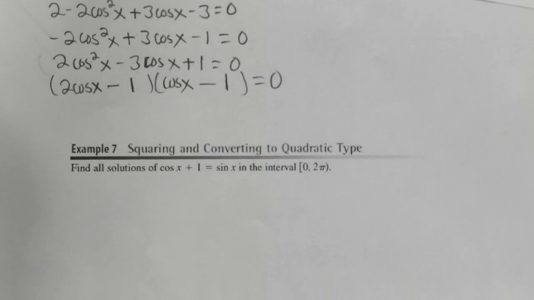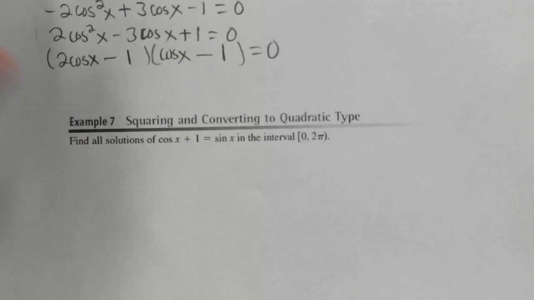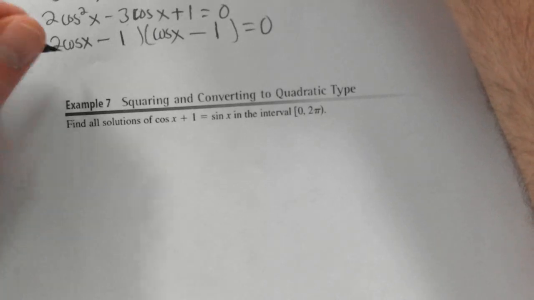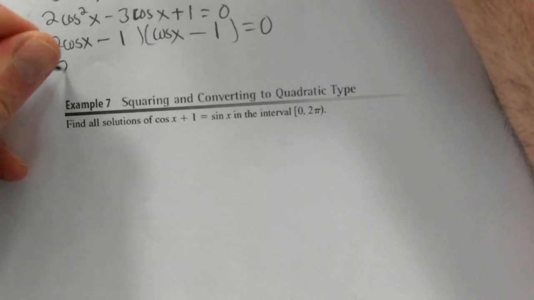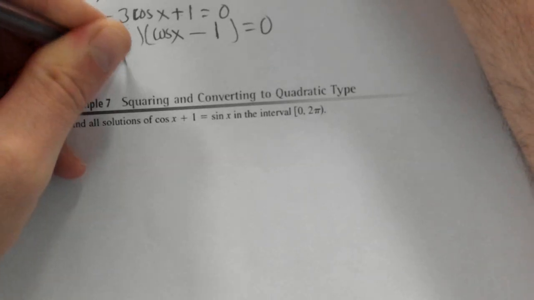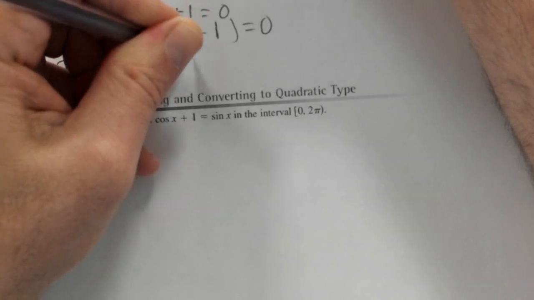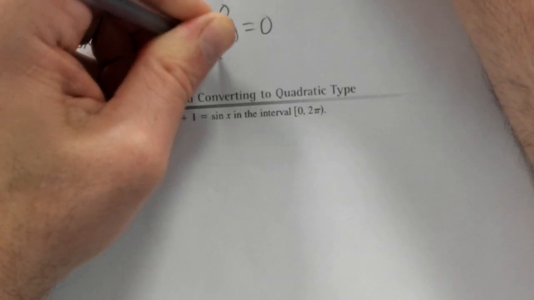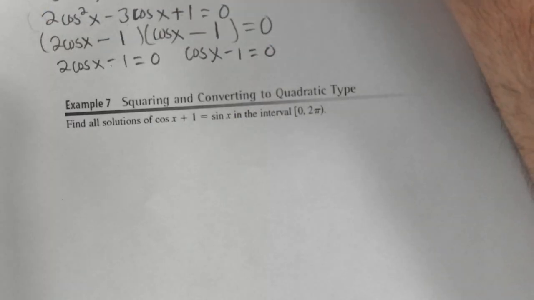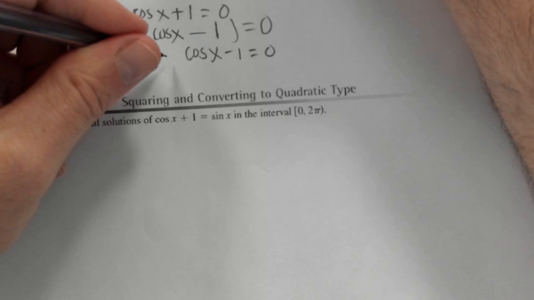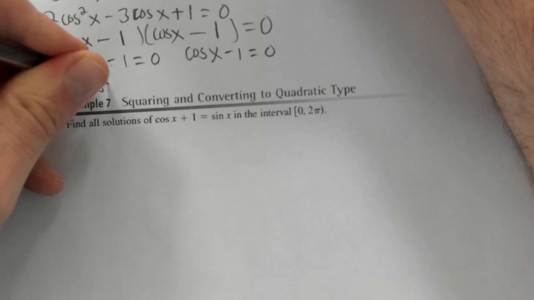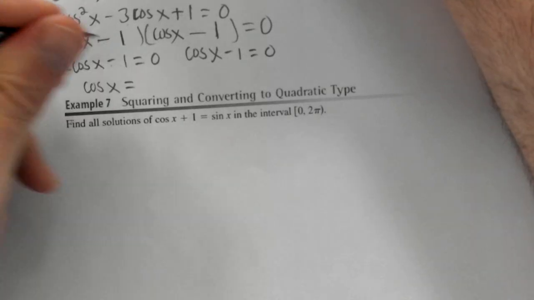Once you factor, we have it in a form where we can split it up into 2 equations using the zero product rule: either 2 cosine x minus 1 equals 0, or cosine x minus 1 equals 0. To solve the first one, I'll move this over to the other side, make it positive, and divide by 2. So I would have cosine of x equals 1/2.